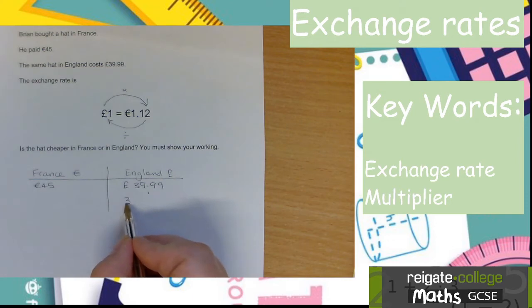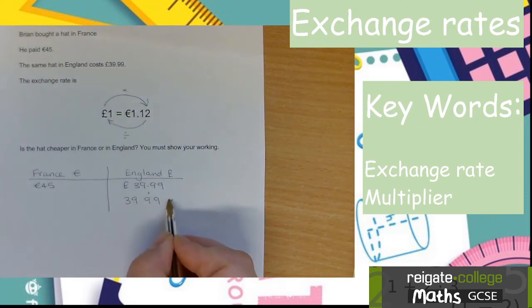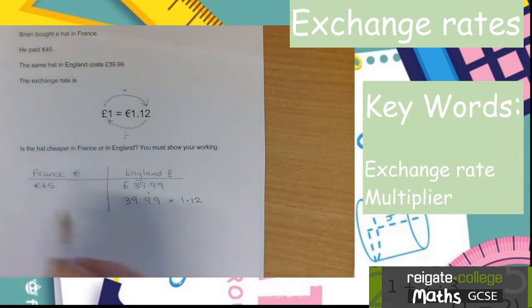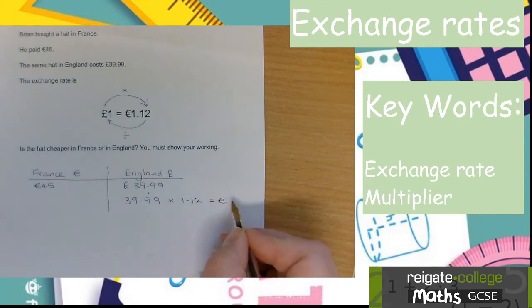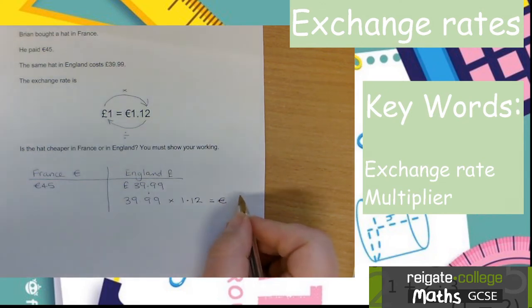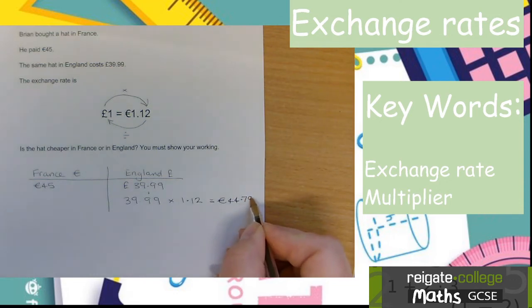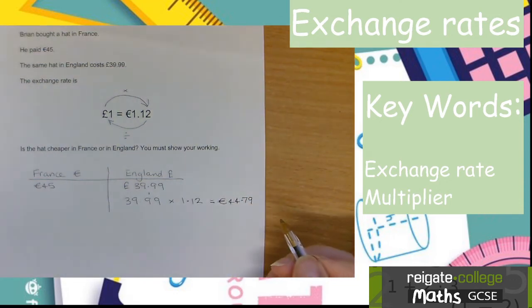So £39.99 multiplied by the exchange rate of 1.12. Having keyed that sum into my calculator, I can see that in euros, my figure of £39.99 would be worth €44.79 to the nearest cent.